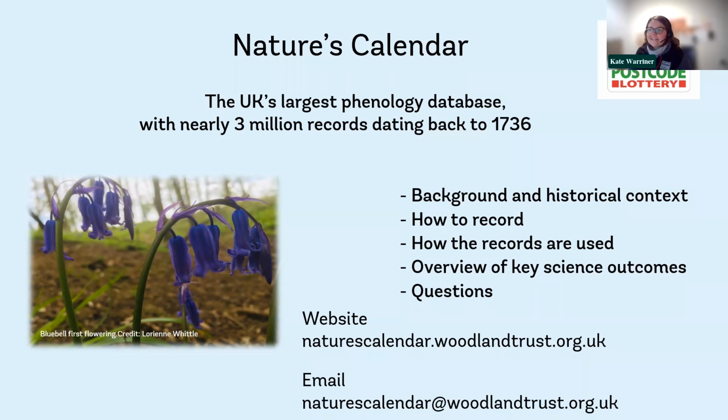So Nature's Calendar is the UK's largest phenology database. Phenology being the timing of natural seasonal events. So there's an example on the screen of the image of the bluebells opening and flowering. So this is a seasonal event. Some other examples are migratory birds returning to the UK, or when the leaves start to turn colour in the autumn. And in the short term, we can look at the effects of UK weather on wildlife, and in the longer term, in the context of climate change. And our records do, as it says on the screen, go back to 1736, so we do have quite a lot to compare it with.